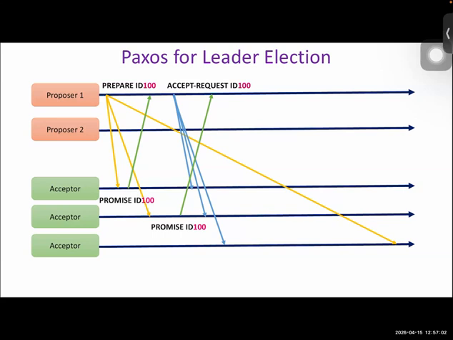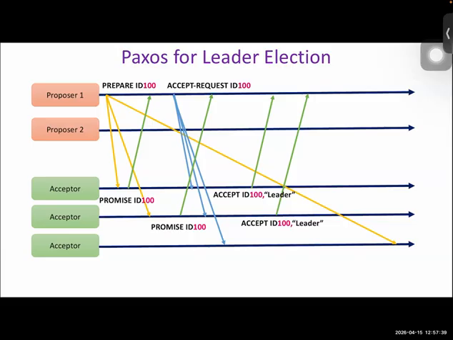They are just promising prepare ID 100. So proposer 1 confirms that prepare ID 100 is accepted by the majority of the acceptors in the network. This is the election of leaders, whose ID will be selected. The accepted ID is 100, and proposer 1 becomes the leader.